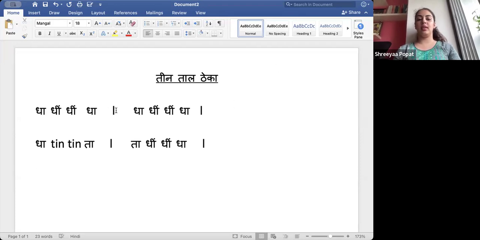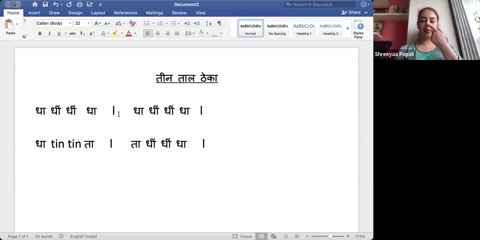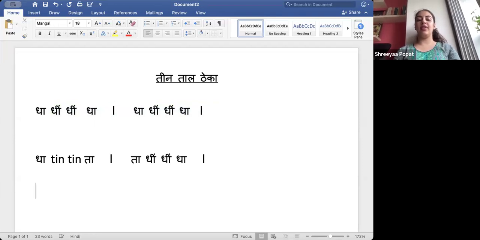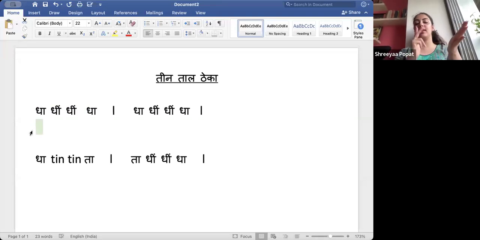So this symbol denotes vibhag, group. Now, each of these groups will have its own symbol based on whether we depict it on clap or on khali. Is it a tali or is it a khali? Your first group is tali, dha dhin dhin dha. The second group is also tali, dha dhin dhin dha. The third group is khali, so you take your hand to the side, dha tin tin ta. The fourth group is tali, ta dhin dhin dha.